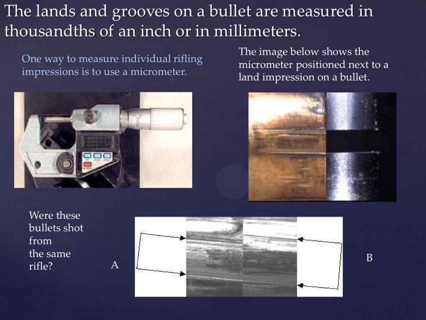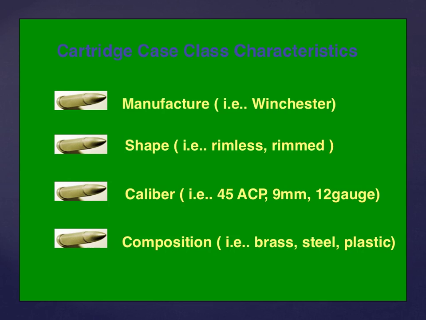Okay, we can also get some class characteristics from the cartridge of the gun, and normally that's something that we easily find at crime scenes, because most of these guns just pop the cartridges right out, and if the person committing the crime isn't thinking about it, they might leave those cartridges behind. So we can tell the manufacturer of that particular bullet based on the cartridge, we can tell the shape of the bullet, we can talk about caliber, like the size of the bullet, and the composition. What is it made of? Okay, so is it plastic? Is it steel? Is it brass? Whatever.